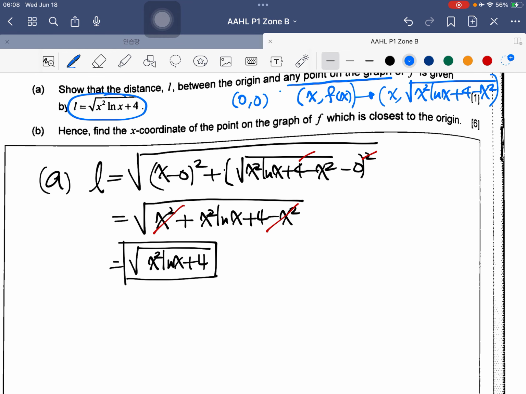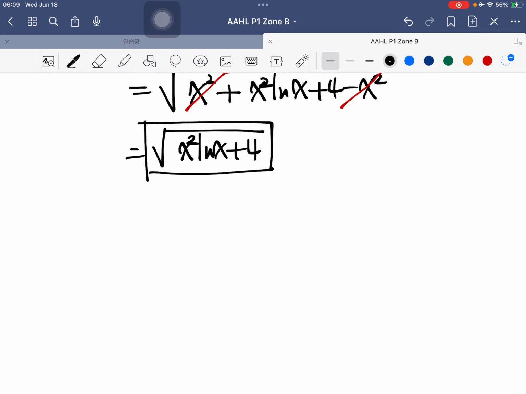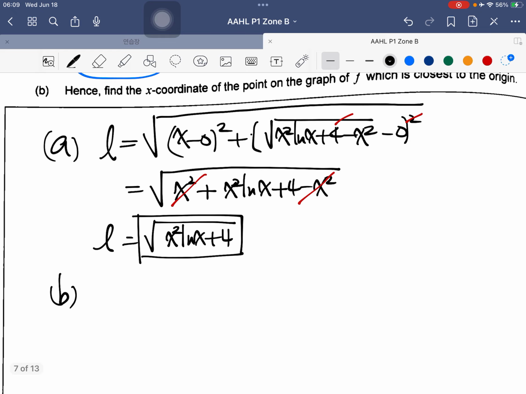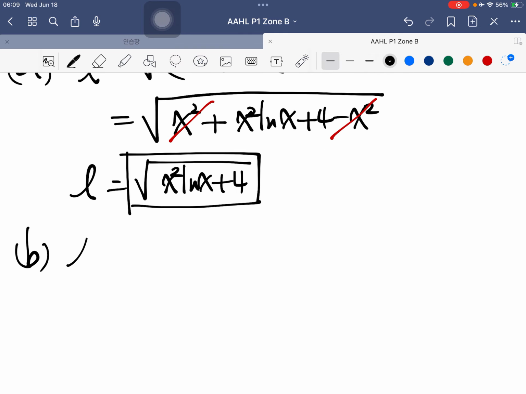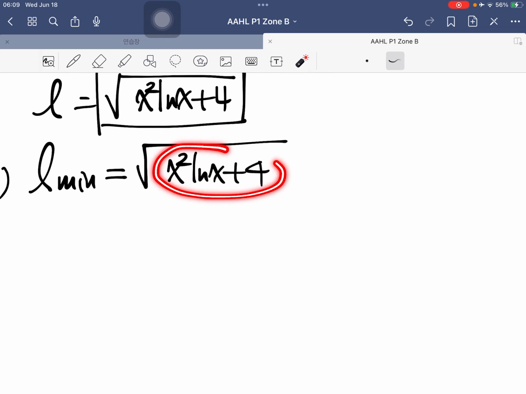Okay, question B. Hence, find the x coordinate of the point on the graph of f which is closest to the origin. So this is the distance L. They want us to find the x coordinate where L is minimum. So we find the L minimum. This one is the square root of x squared ln of x plus 4. Because inside the root, this one must be greater than 0.